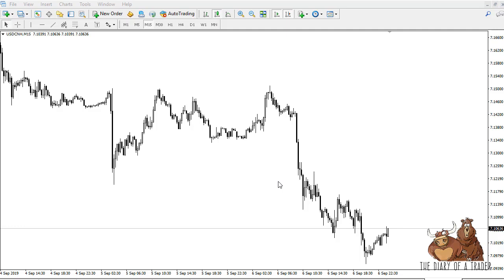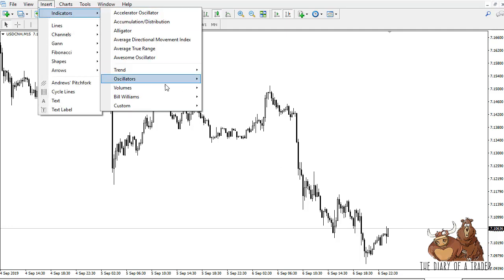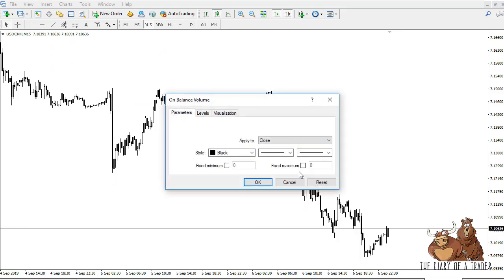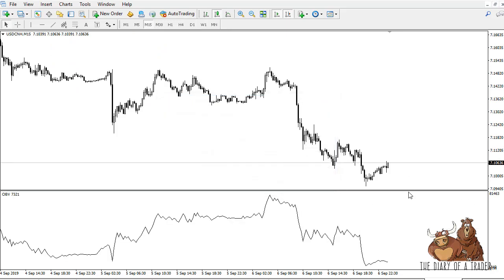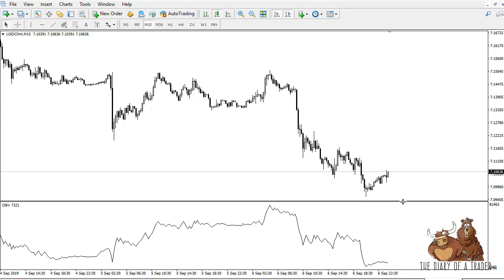And I use on balance volume. What this shows is the rapidity, the speed, if you will, of ticks flying in and out of a contract. As money flows in, ticks move faster, and the on balance volume starts to add up. To use this indicator, you click on Indicators, Volumes, On Balance Volume, and it opens up in a secondary window. Now, this is not a directional indicator.